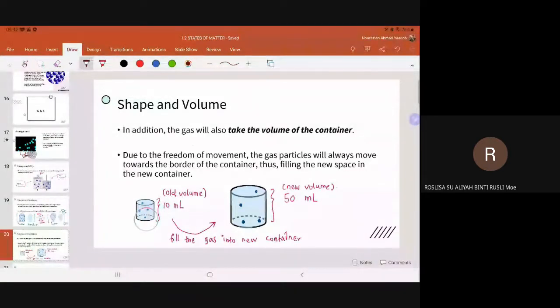Kalau kita letak gas dalam bekas yang isi padu dia adalah 10 ml. Kemudian kita guna gas yang dalam ni, kita isi dalam bekas yang baru yang volume dia adalah 50 ml. Automatic volume gas itu adalah 50 ml. Okay, so it takes the volume of the container. Okay, jelas? Does anyone have any question?